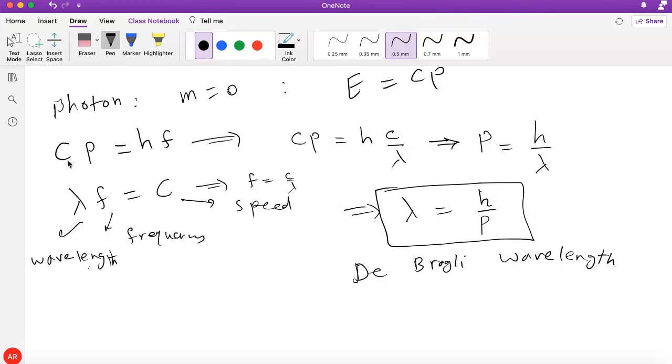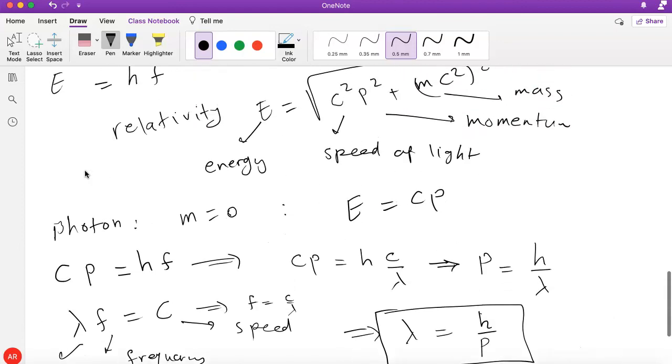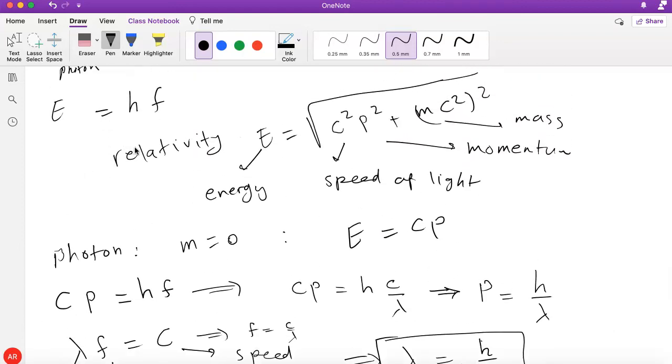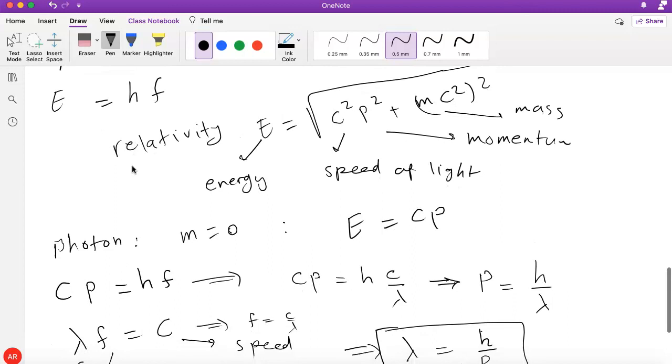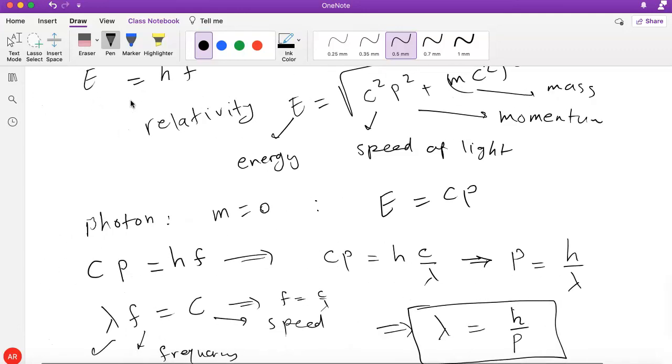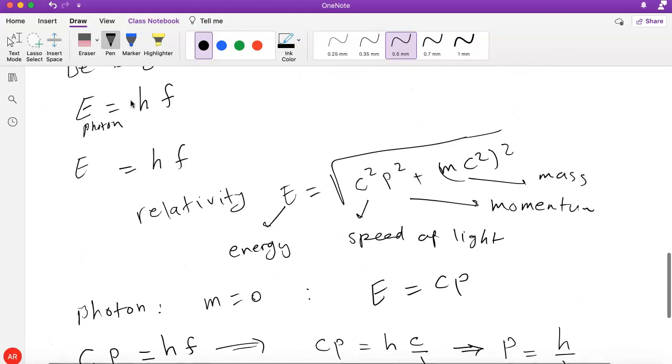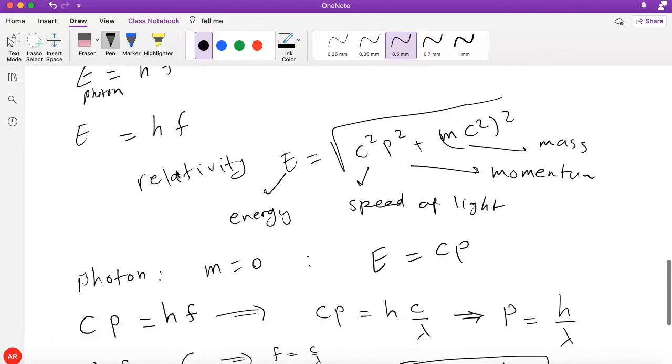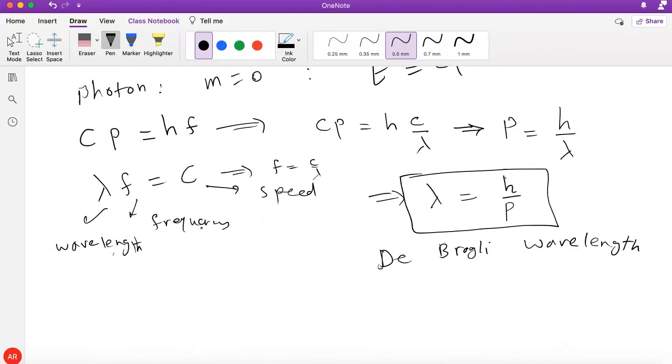Another relationship is just the relationship between energy and frequency. So again, if that relationship that we found for photons works for other particles, then we expect that the frequency associated with the particle is just its energy divided by h. So, saying f is E over h.